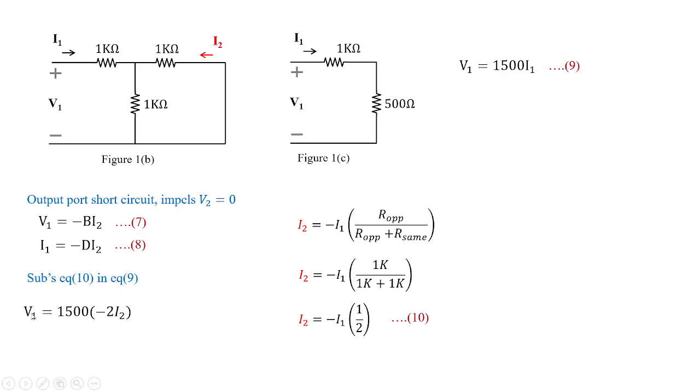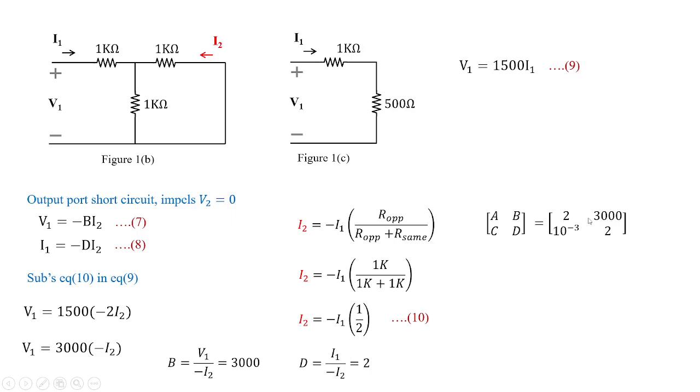So we are going to get V1 is equal to 300 of minus I2. With this we can get the value of B from equation 7, which is nothing but V1 by minus I2, which is equal to 300. And from equation 10 we can get the value of D, which is equal to I1 by minus I2, which is equal to 2. Hence we got the ABCD parameters: A is 2, D is also 2, C is 10 power minus 3 and B is 3000.